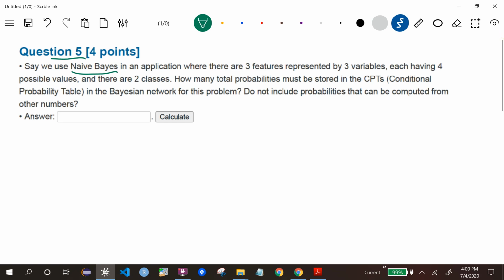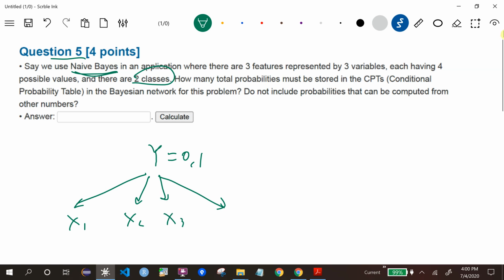So in particular, it is a naive Bayes. So we have a Y here. There are two classes, which means Y can be either 0 or 1. And Y is the parent. Basically, Y generates all of these X's. That's why it's called naive Bayes. It's a generative model. We use Y to generate X instead of X to generate Y. So that's why Y is the parent of all of these.